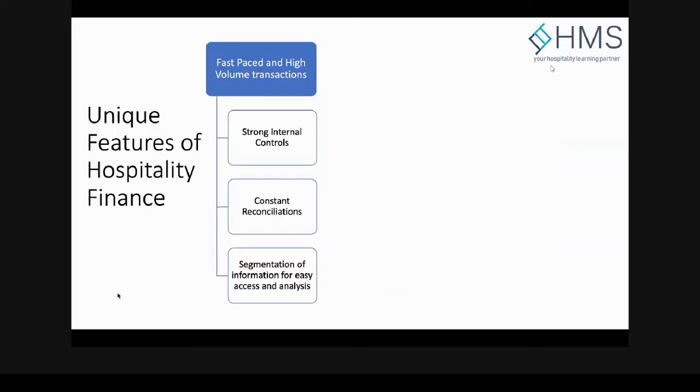So there are a lot of services and they are all sometimes paid in cash or immediate settlement. So it needs very strong internal controls to be able to reconcile everything. It's a constant reconciliation. Every night the books are closed, and because hospitality is generating tons of information, there are guest information, there is market information. So we have to keep the information in segmentation. So there is a very structured way of how the hotel finance works.